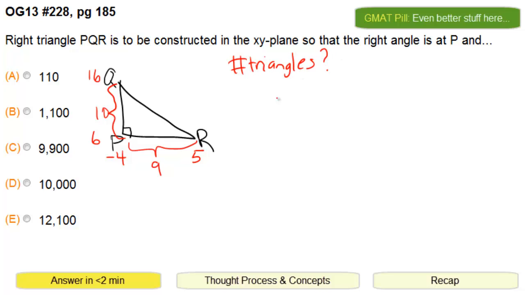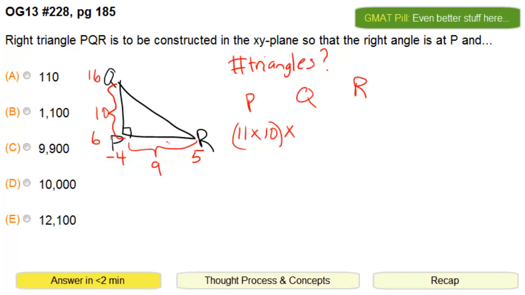So number of triangles. Well, first we have to pick point P, then point Q, and then point R. So point P, well, we know there are between 6 and 16, inclusive, 10 plus 1, so 11 points. So we have 11 for this way. Then you have to multiply that by this. We have 9 is the distance, but the actual points is 10. So we have to multiply that together.